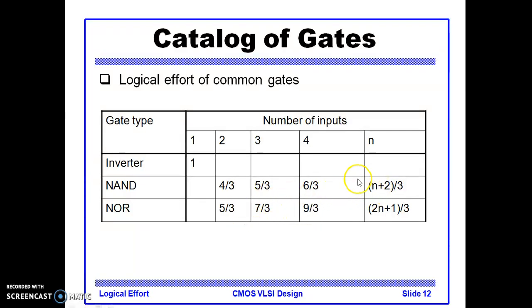And in general we can write the logical effort g of an n input NAND gate as n plus 2 divided by 3. For a NOR gate it is 2n plus 1 by 3.